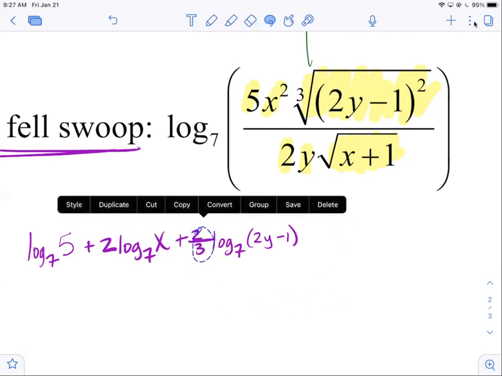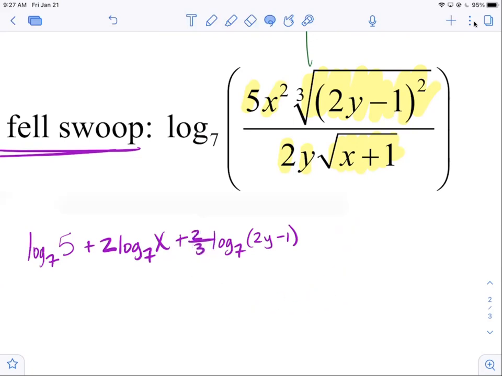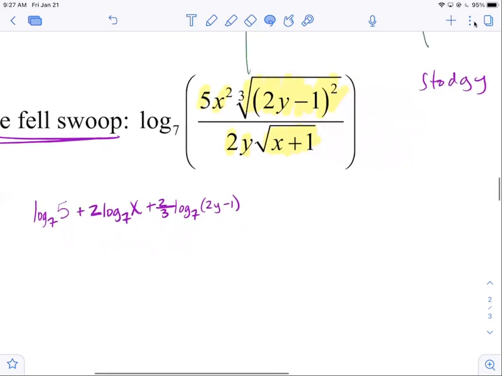In front. Yeah. Now I'm no longer going to animate it like that. I'm just going to put it there, right? You get the idea. Minus, now we're in the denominator. It's just log base 7 of 2 minus log base 7 of y, and then minus what would be the exponent on the x plus 1? 1/2, and it goes in the front. 1/2 log base 7 of the quantity x plus 1.